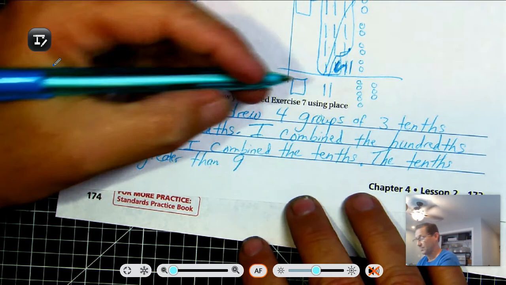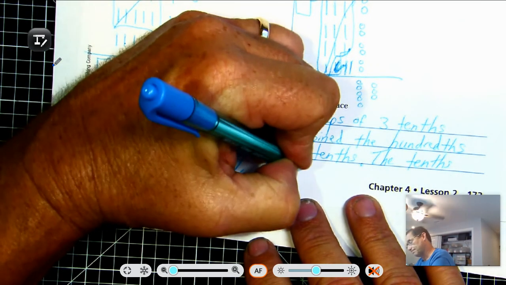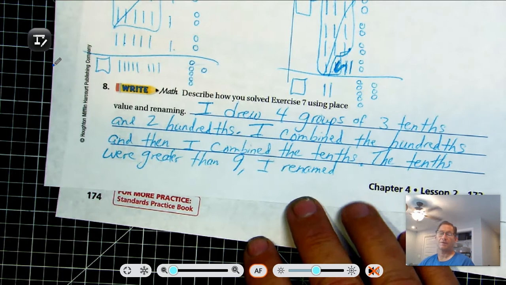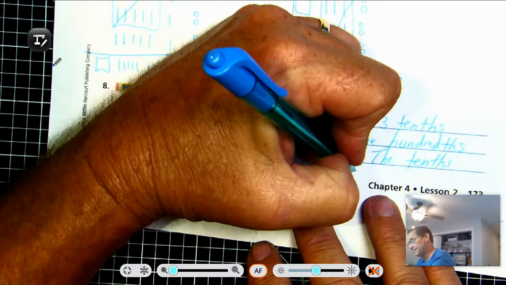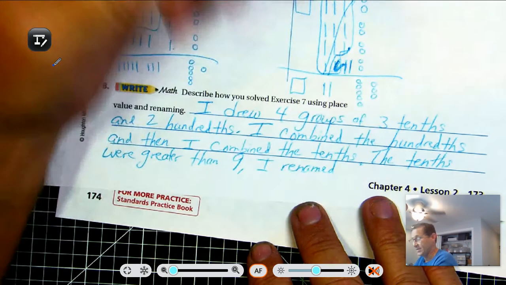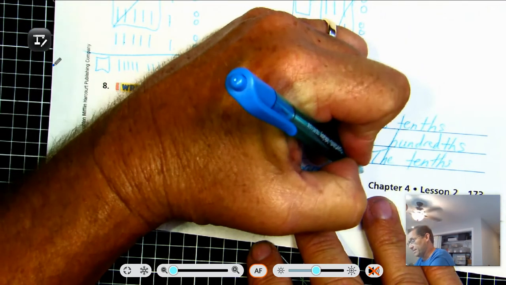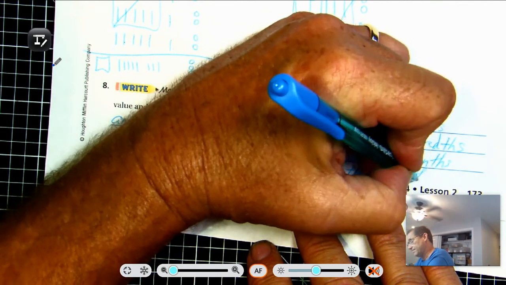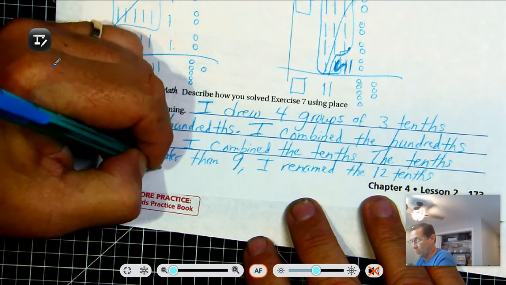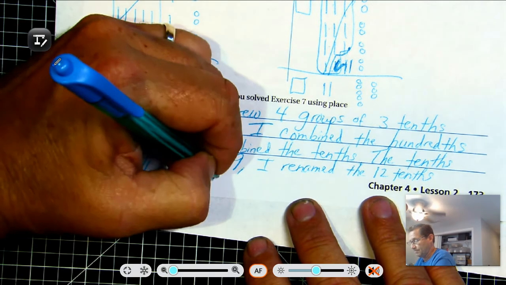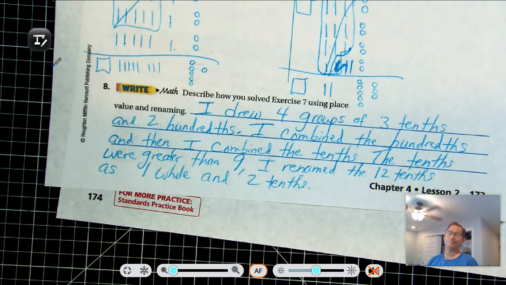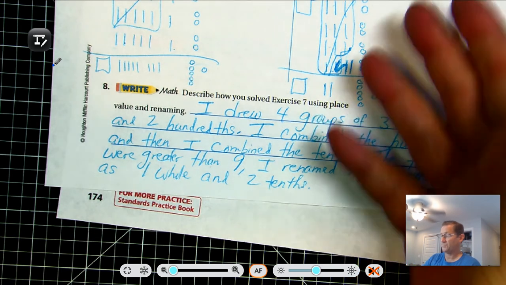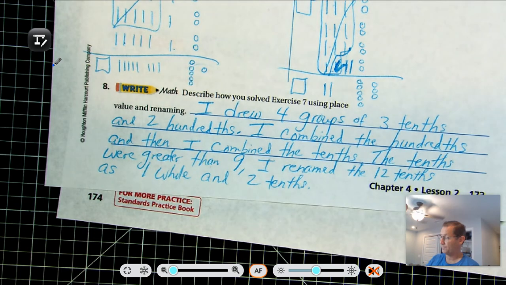So we regrouped or renamed them. I renamed 10 of the tenths as 1, and the remaining 2 tenths. So I renamed the 12 tenths as 1 whole and 2 tenths. So in words, explanation, that's just basically explaining what we did on that problem.